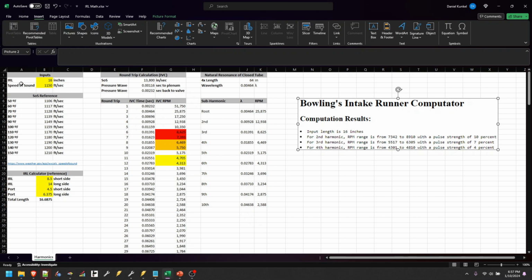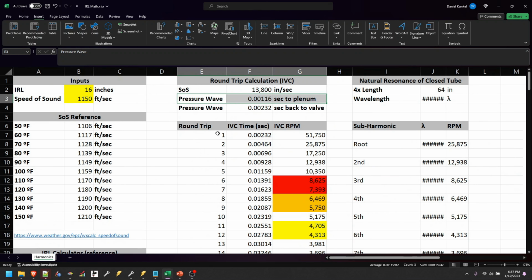So all I did was take the intake runner length of this many inches. If we know the speed of sound in feet per second, then we also know it in inches per second. And if we know how long the intake runner is in inches, then we know how long it's going to take, time-wise. Maybe we can zoom in a little bit here to make this easier to read. So SOS, speed of sound, inches per second. That's what this feet per second is. The pressure wave would take just over a thousandth of a second to reach the plenum. And then if we double that, that's from the plenum back to the intake valve. So that's one round trip.